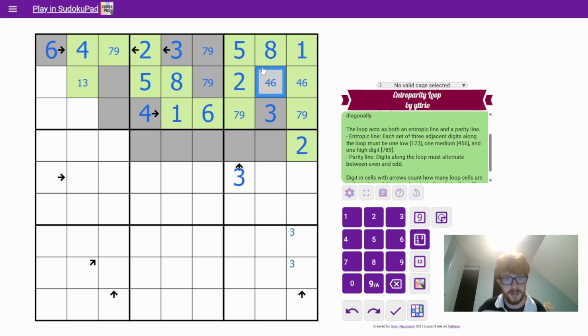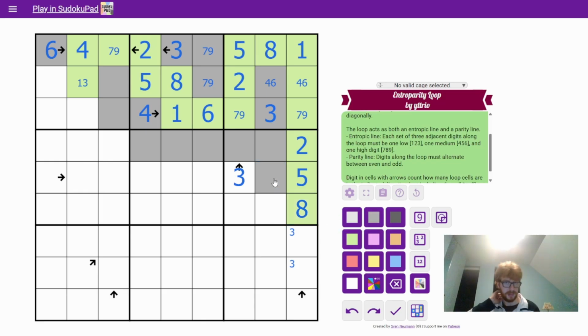It's not a 3. So that's green. After low comes medium, and it's odd, so we know that that's a 5. After a 5 comes a high even digit, so that's an 8. So the 8 can only go there. It's very restricted. I like that as well. The minimalist arrows as well. Oh, cool.